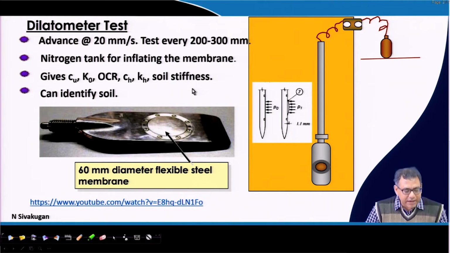Now, the next test is the dilatometer test. Here also a borehole is not required. The instrument is pushed into the soil at a rate of 20 millimeters per second, and we test every 20 to 30 millimeter interval. In the pressuremeter we use water, but here nitrogen is used for inflating the membrane. Here it is similar to the pressuremeter, but the difference is that there is a flexible steel membrane in this equipment, where we use the nitrogen for inflating this membrane.